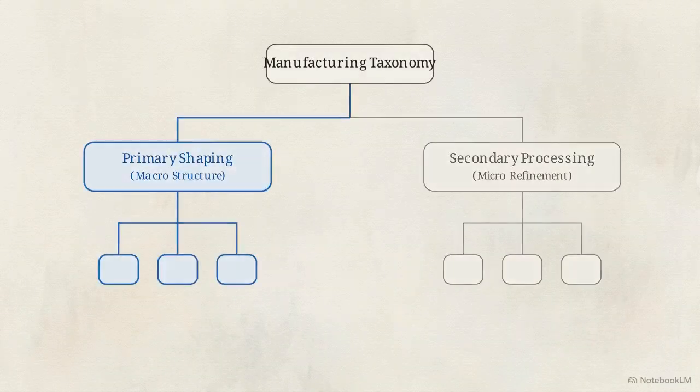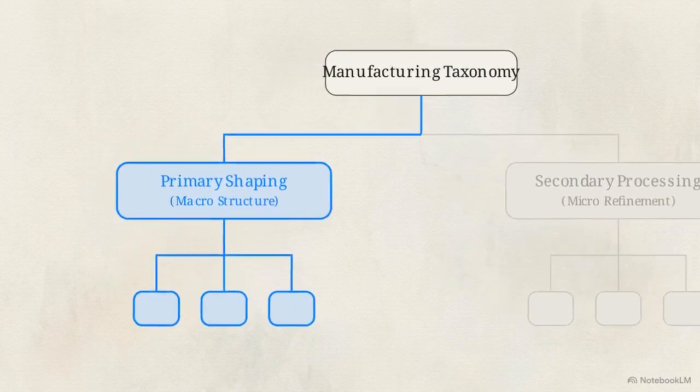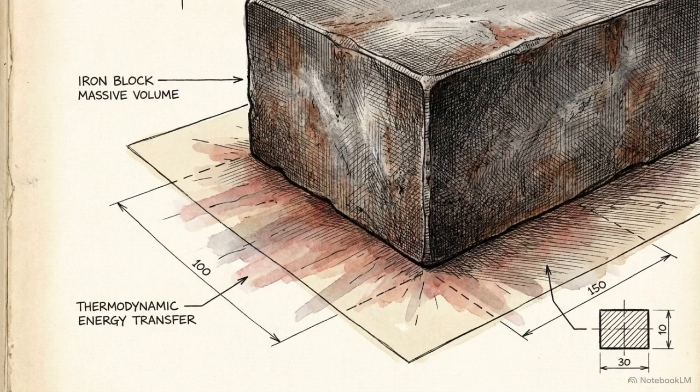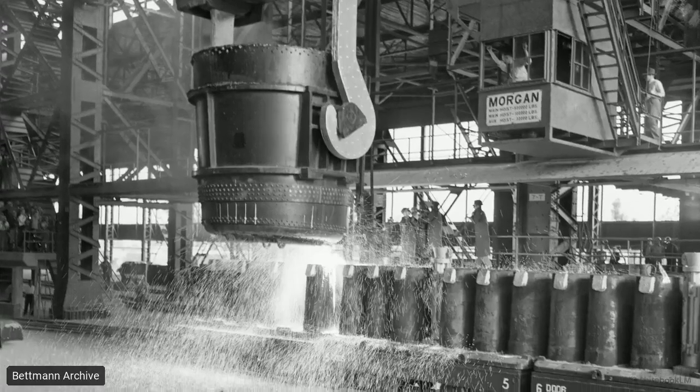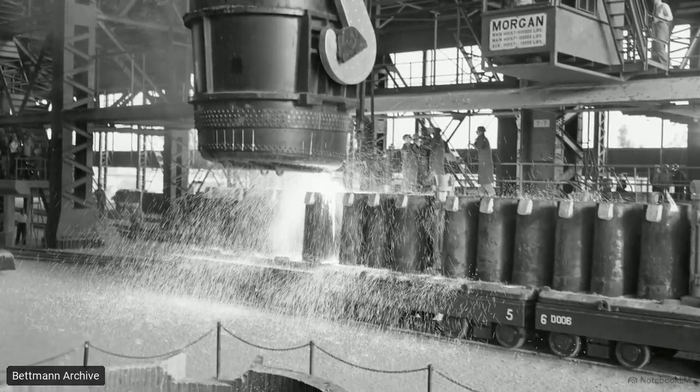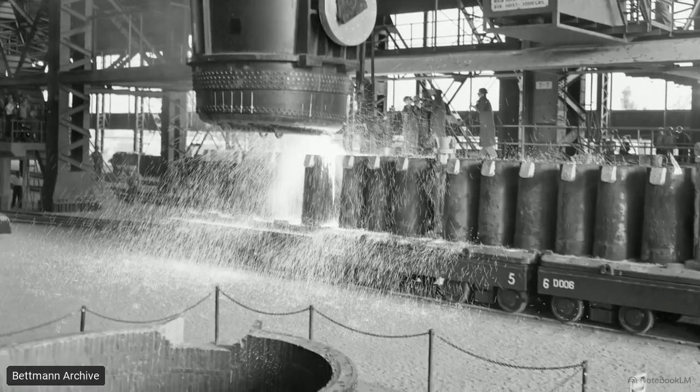Let's start on the left side of our tree, primary shaping processes. The first way we establish physical shape is through a phase change, specifically casting. Casting utilizes extreme thermodynamics to bypass solid resistance. By raising the temperature until iron hits a fluid state, we pour it into a negative space to cool and solidify into our target shape.